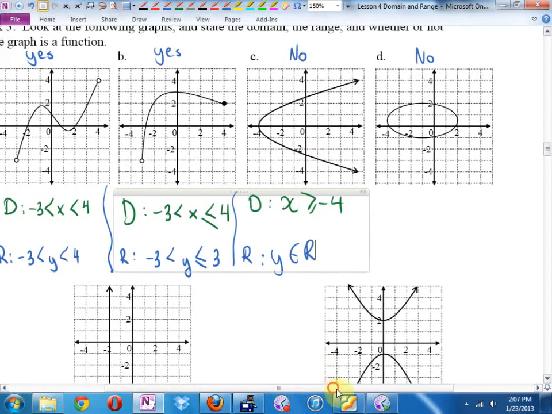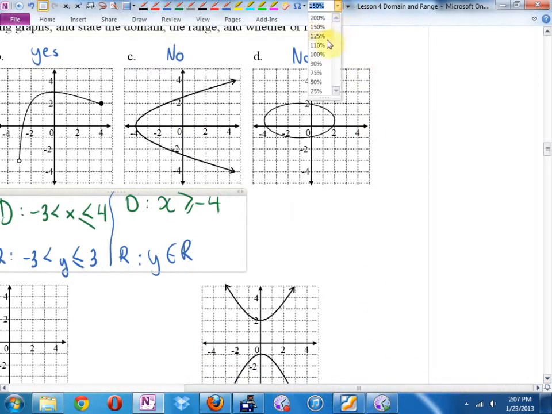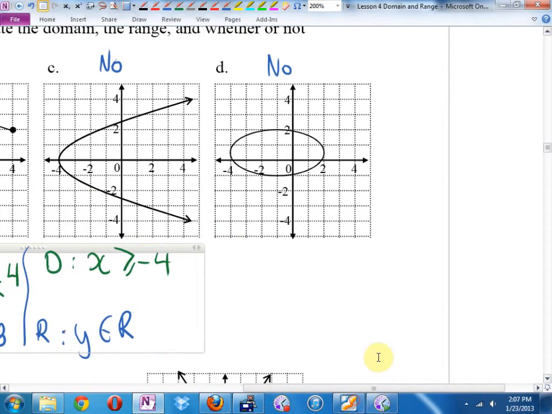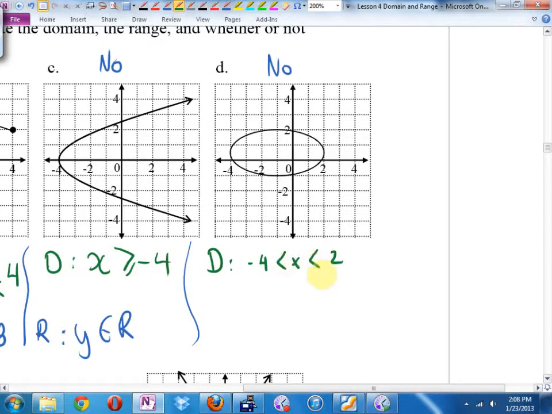D. Function? No. Fails the vertical line test. How far left does this graph go? So the domain, the smallest value is -4. What's the biggest value? 2. x is between them. It's going to be less than. Does it look like it touches at -4 and +2? I think so.